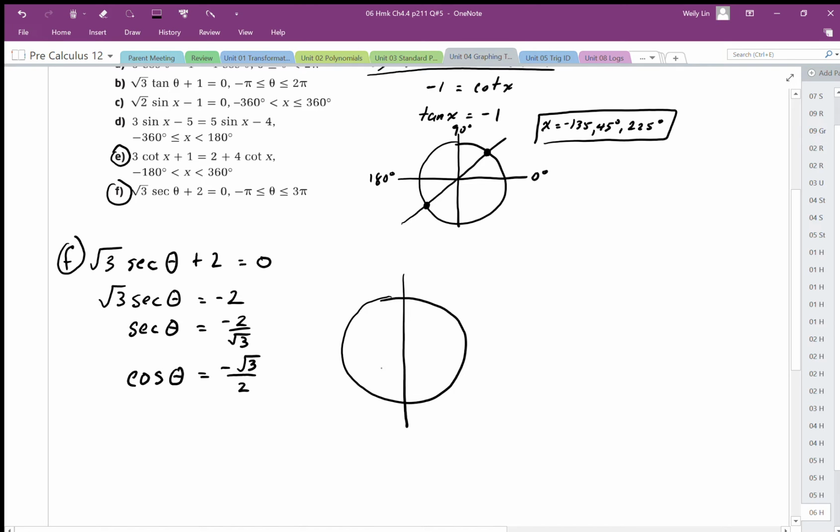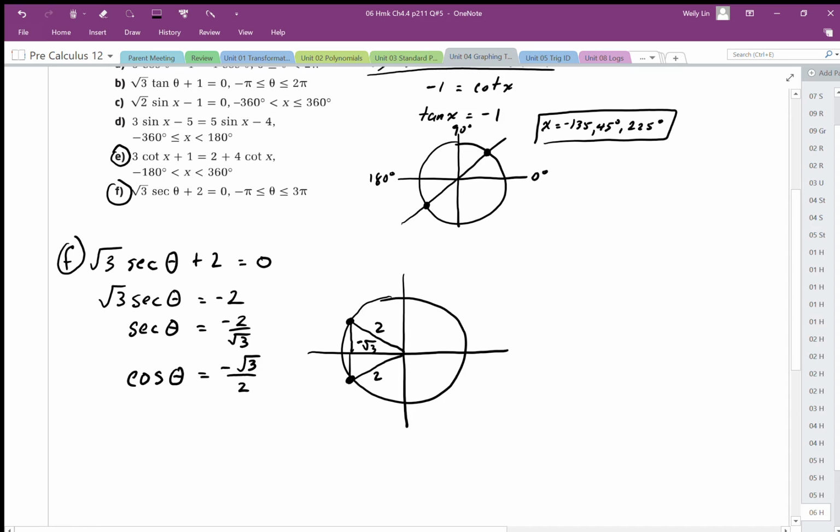I need to recognize that this is an exact ratio. Negative, so cosine is along the x, and the root 3 is alongside a 30-60 triangle. So it's going to look like this. Root 3 over 2, and that's negative. And so we're going to have two positions here and here, quadrant 2 and quadrant 3.